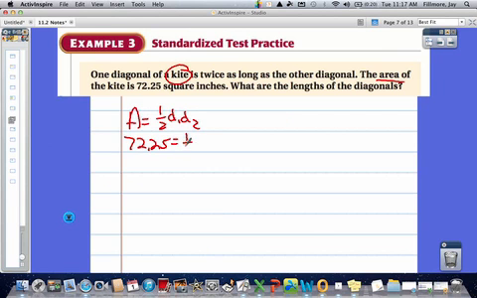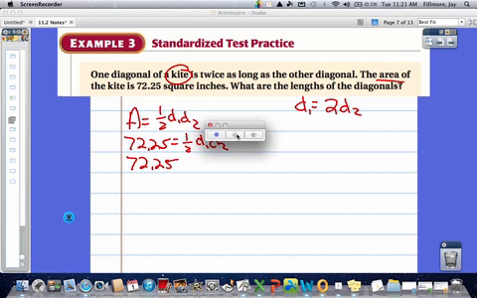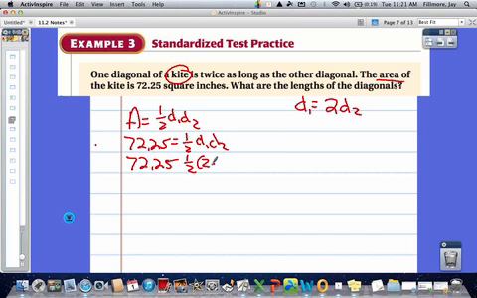We don't know diagonal 1 or diagonal 2. What we do know is that one diagonal is 2 times the other one. So I'll say diagonal 1 is 2 times whatever diagonal 2 is. Instead of using diagonal 1, I'm going to plug in 2 times diagonal 2. The reason is that if I have 2 variables in one equation, there's not enough information to solve it. I want to turn the 2 variables into the same one so I can solve for it.